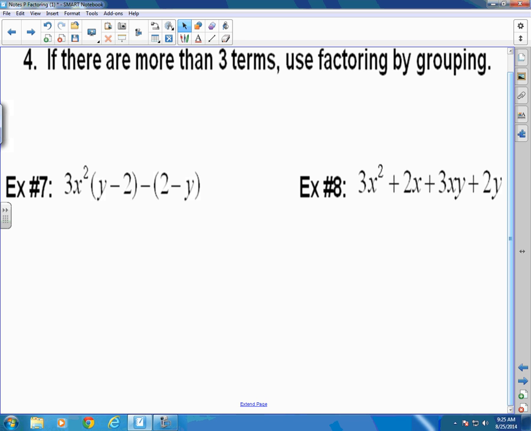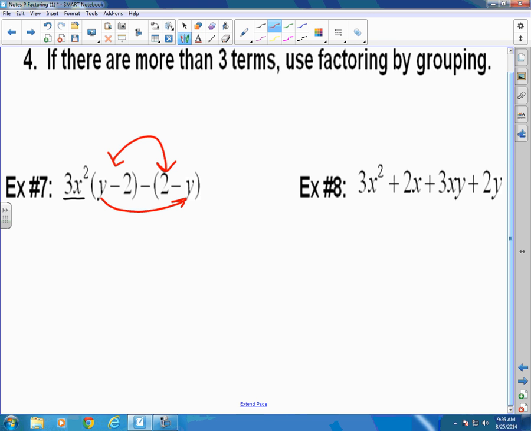In this first set, it's kind of started for you a little bit. You notice that you have 2 quantities in parentheses. So I have a 3x squared, and then I have the y minus 2. Over here I have a minus, and then I have this 2 minus y. These 2 quantities in parentheses are really close to being the same. The only thing that's different is that I have a positive y in the first one, and a negative y in the second one.